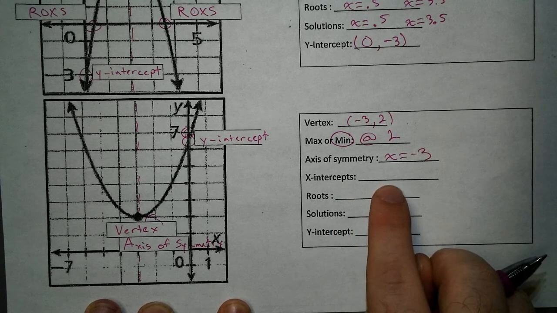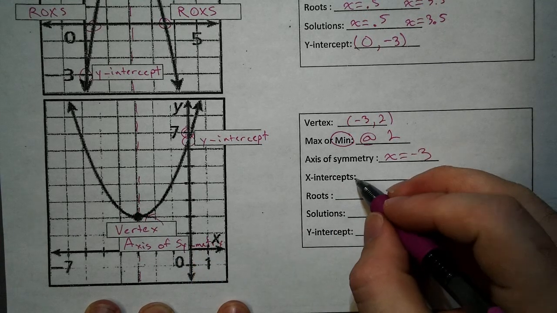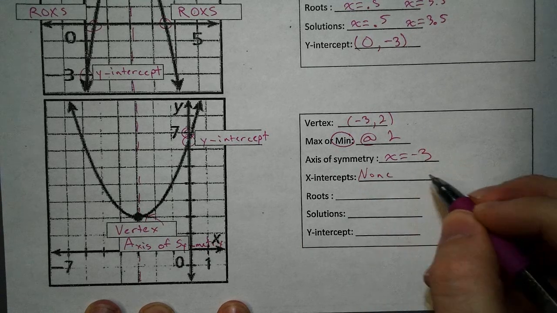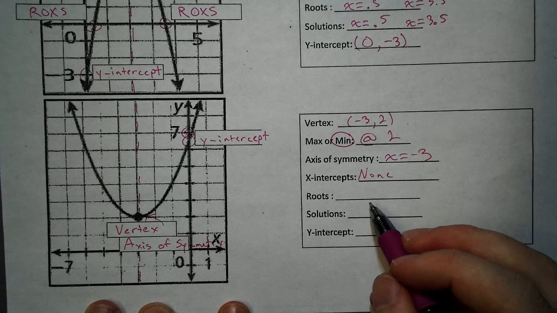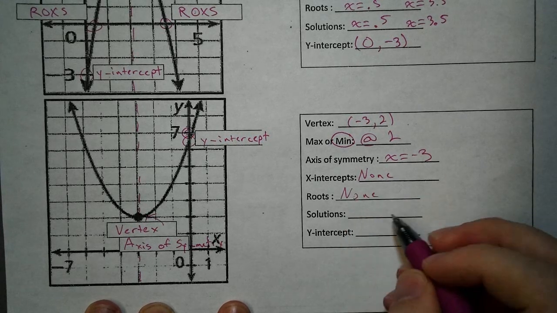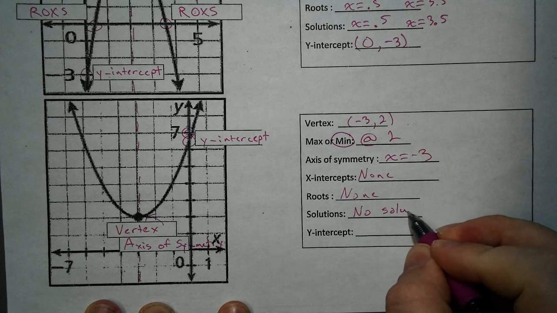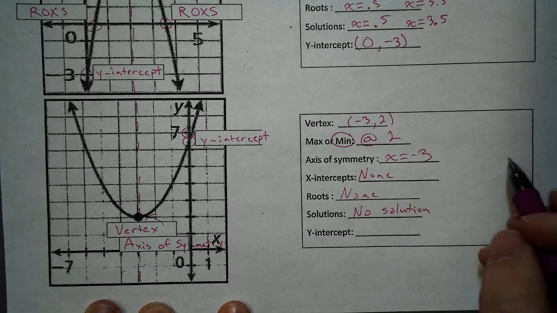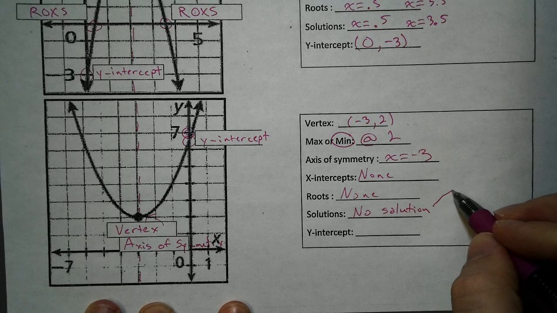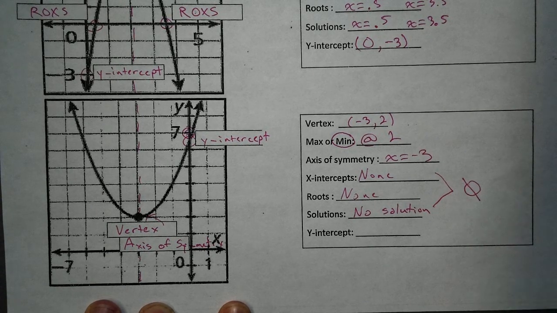Now our x-intercepts. It never hit the x-axis, right? So it's going to be none. Roots, well, never hit the x-axis, so it's none. Solution, there's no solution. And remember, if you want to write the shortcut method, the way to show none or no solution is just going to be a 0 with a line through it.